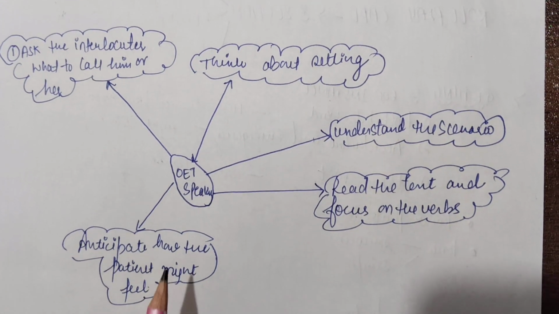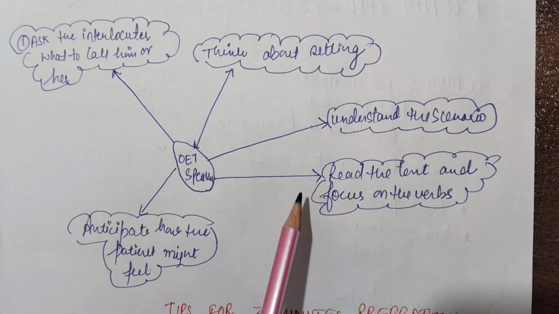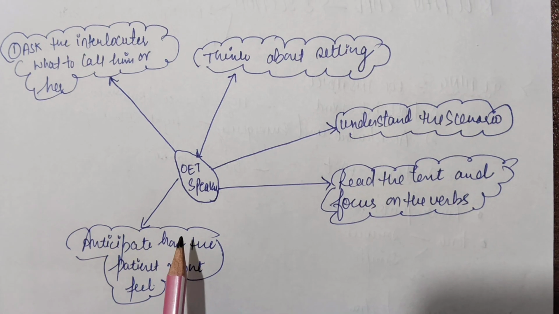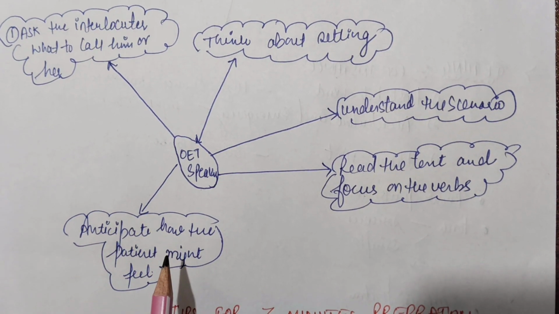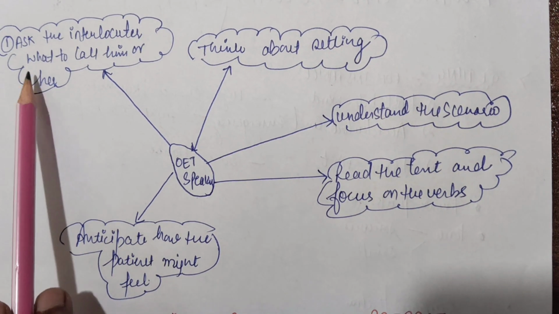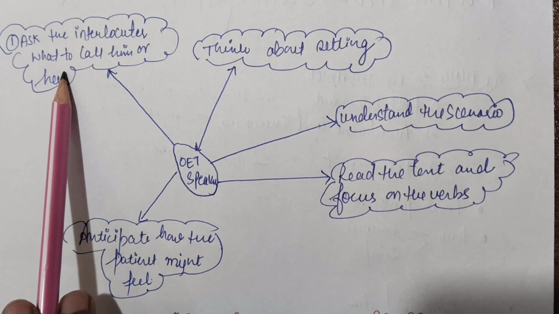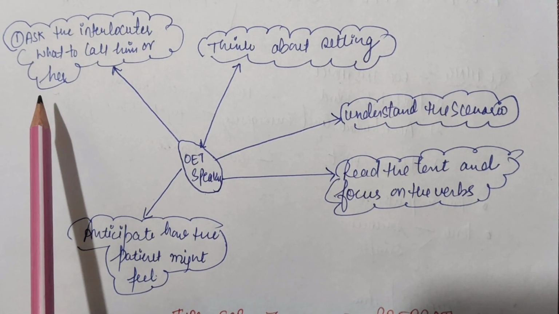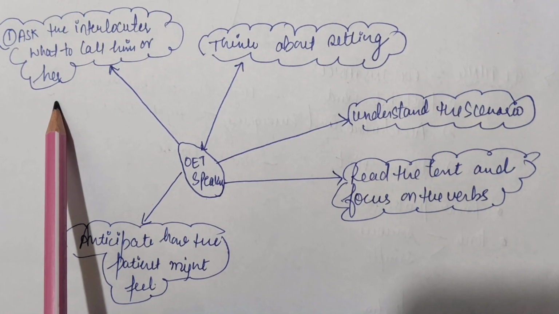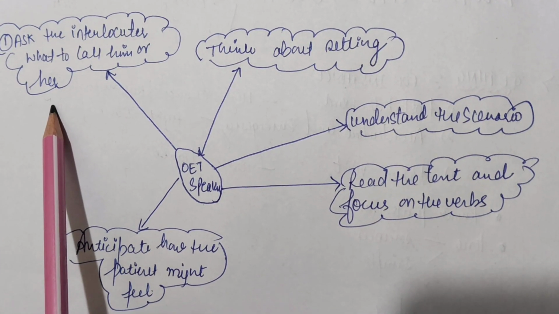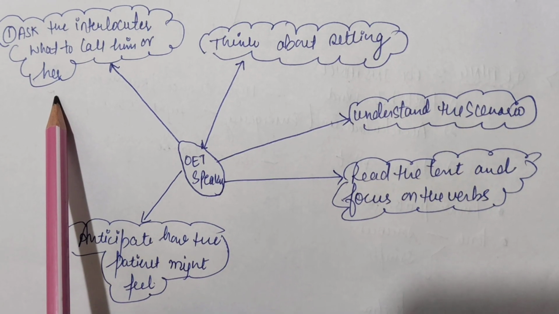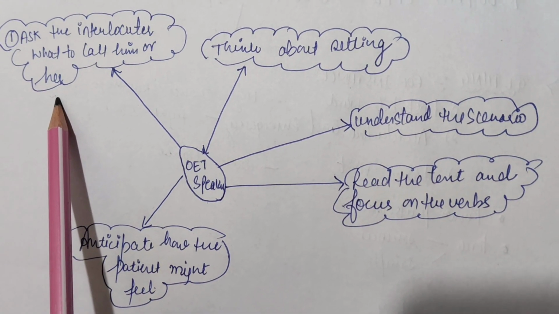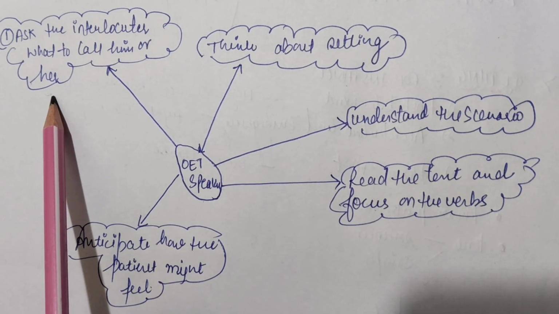Now I am going to give you an overview of the OET speaking tips which we can use in the 3-minute preparation time. The first one is to ask the interlocutor what to call him or her. When we get a known case role play card, we can ask the name of the interlocutor beforehand and write it on the paper which we are given, so that we do not forget it while doing our role play.